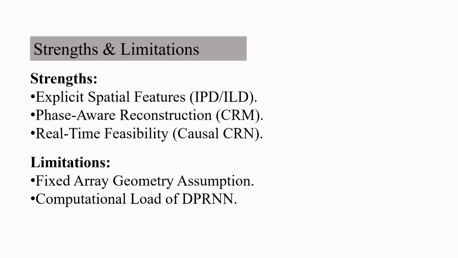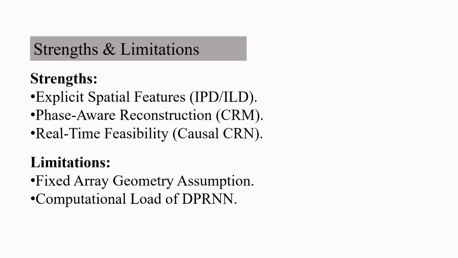To critically evaluate our system, we have identified key strengths and limitations. Our primary strength is the use of explicit spatial features like IPD and ILD. By feeding these directly to the network, we allow the model to learn directionality much faster than if it had to infer it from raw spectrograms. Another strength is our phase-aware reconstruction. By predicting the real and imaginary components of the mask, we avoid the robotic artifacts common in magnitude-only masking.